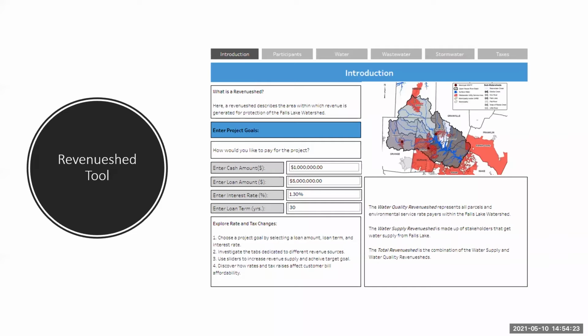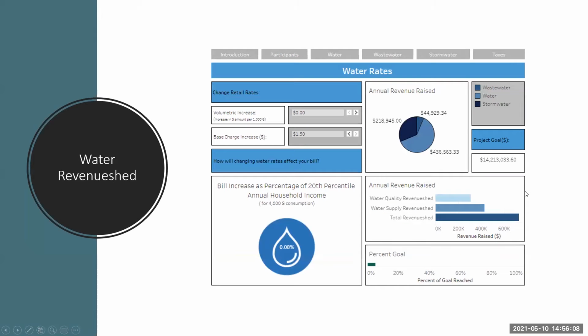In the second year of research, the Environmental Finance Center is developing a revenue shed tool to model an area in which money is generated to pay for nutrient management in Falls Lake. So the revenue shed for Falls Lake includes both folks in the watershed, or the water quality revenue shed, and folks who get water from Falls Lake, or the water supply revenue shed. The revenue shed tool will allow us to model how much money can be generated from water, wastewater, stormwater, and property and sales taxes.